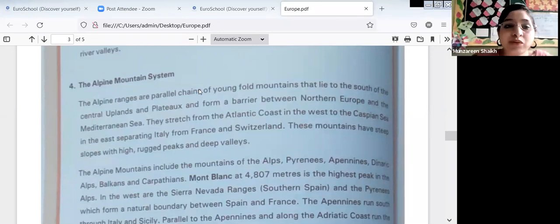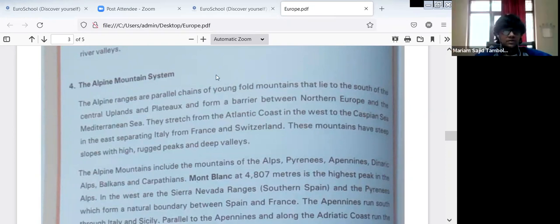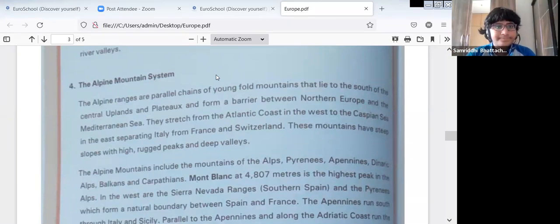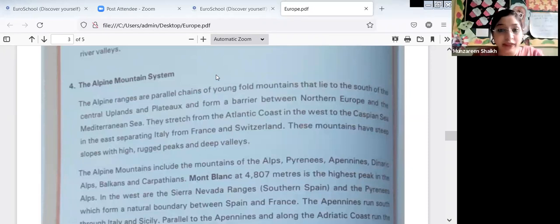The Alpine mountain system. The Alpine ranges are parallel chains of young fold mountains. Yesterday we studied about the old fold mountains. Ma'am, they are in the northern mountains, the northern highlands. True. But here today we are studying about the young fold mountains. Where does this belong to? To the Alpine mountains.